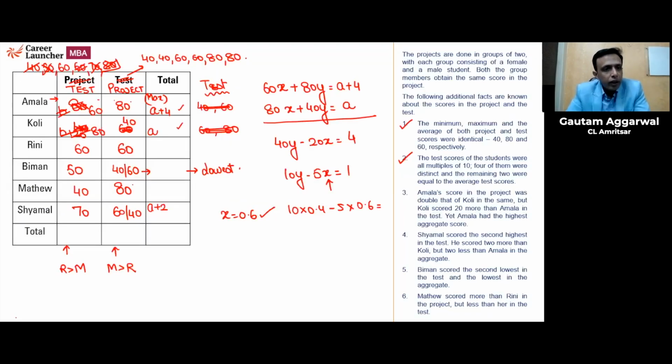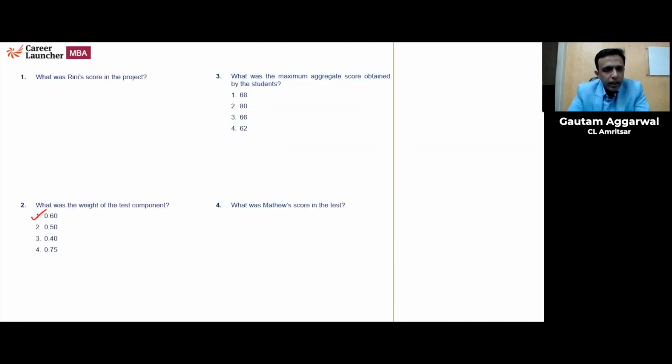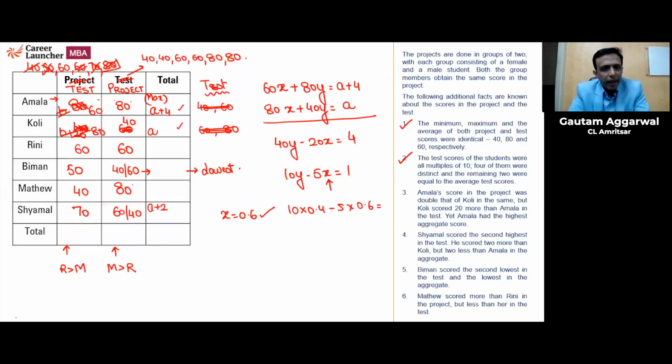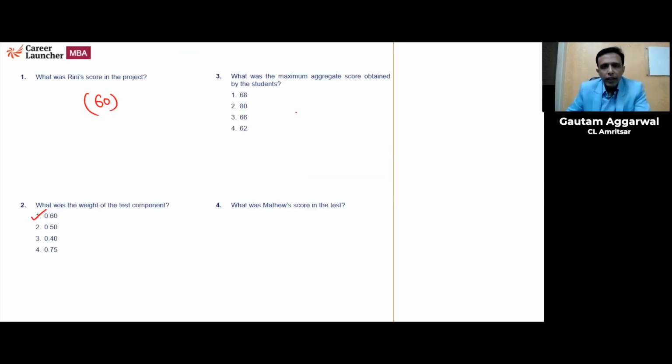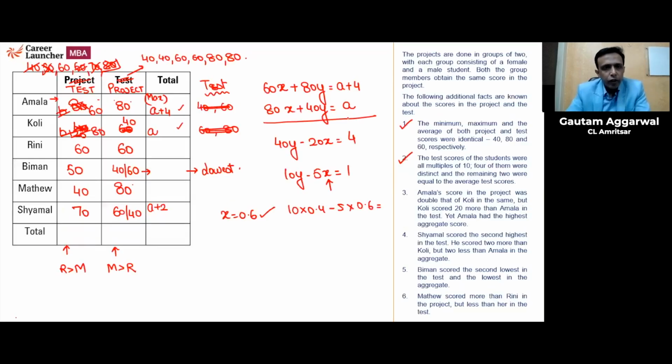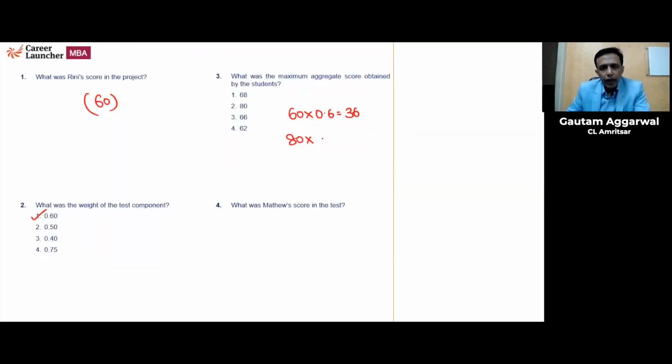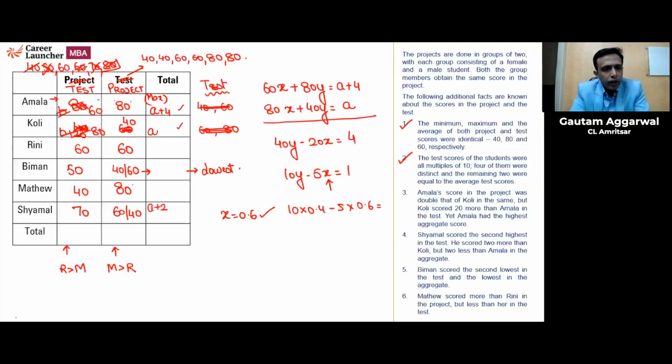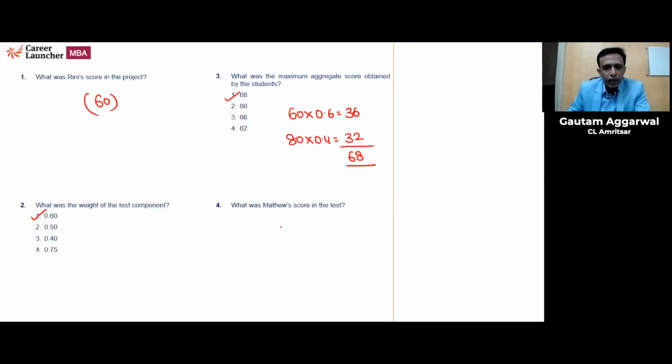So what was Rini's score in the project? Rini's score in the project has to be 60. Weight of the test component is 0.6. Maximum aggregate score obtained by the student. Maximum obviously was Amla's, so what is her score? The weightage of the test is 0.6 and the weightage of the project is 0.4. So the aggregate score has to be 68. Matthew's score in the test has to be 40.